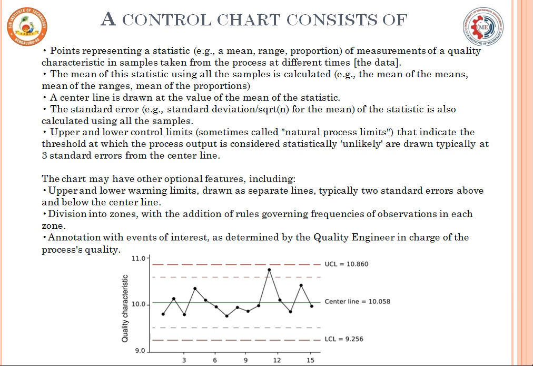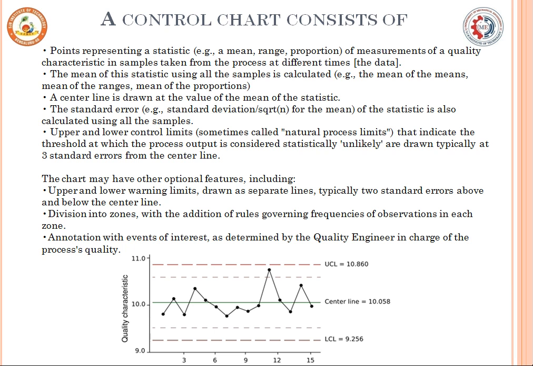This is the control chart, where it represents the mean, range and proportion of measurements of quality characteristics in samples taken from the process at different times. The mean of the statistics using all the samples is calculated, for example, the mean of the means, of the ranges, of the proportions. A central line is drawn at the value of the mean statistics. The standard error of the statistics is also calculated using all samples. So upper and lower control limits are established, so that values must be within the threshold.